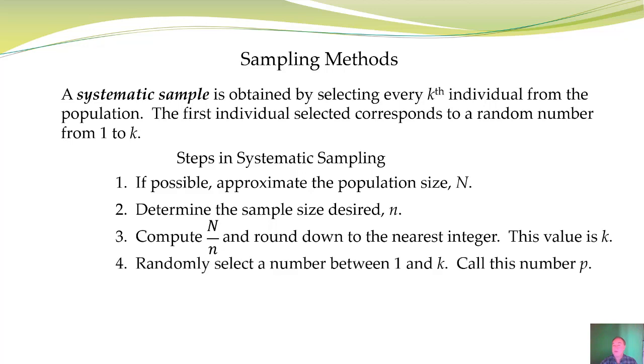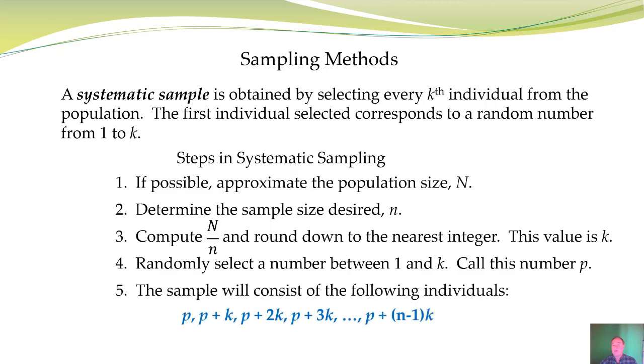Randomly select a number between 1 and k. Call this number p. This will be your starting point. So your sample will consist of the following individuals: p, p plus k, p plus 2k, p plus 3k, all the way down to p plus n minus 1 times k.